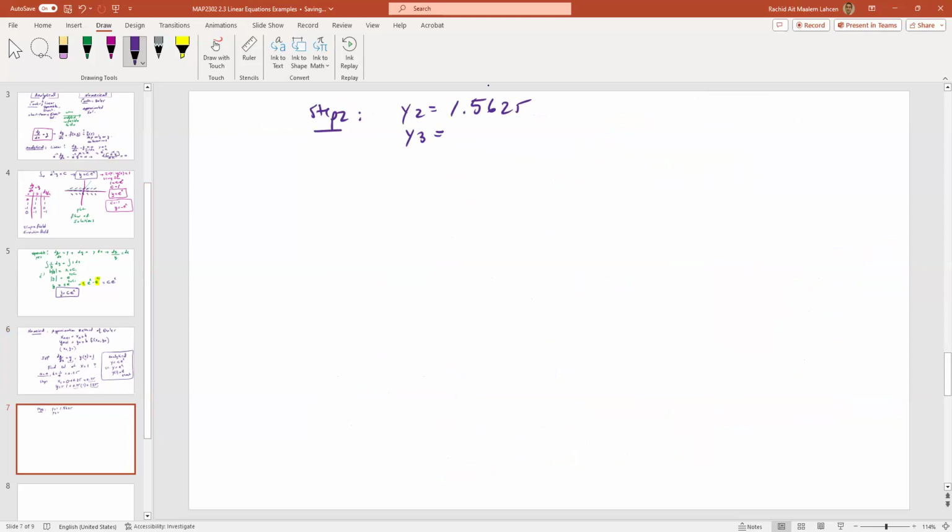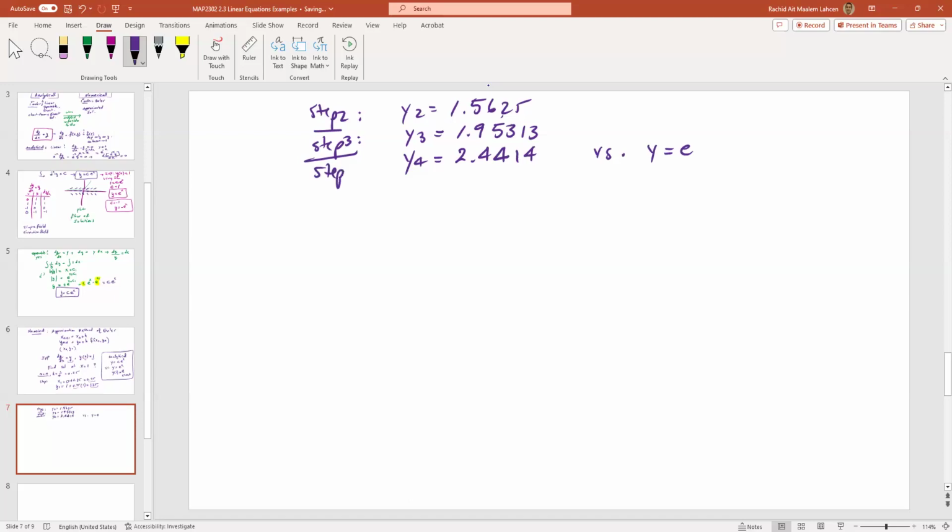y3 will come up to be 1.953125. This is step 3. And y4 equals 2.44141. So you see, versus the exact, there is some error there.